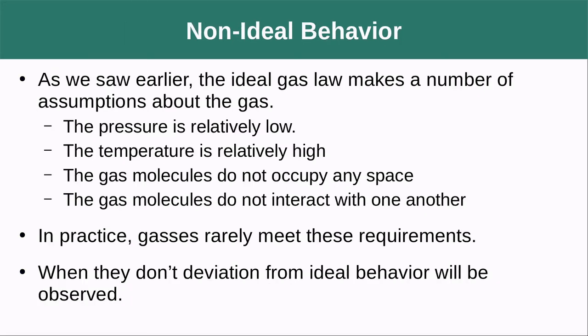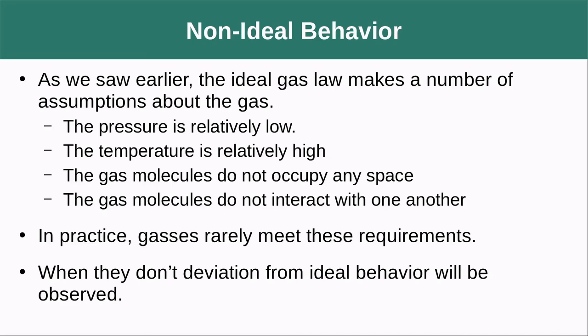So, as we've been talking about, we need to make a number of assumptions about a gas to consider it ideal. The pressure has to be relatively low. The temperature has to be pretty high. The gas molecules do not occupy any space, and they do not interact with one another. In practice, though, gases rarely meet these requirements, so we can't really consider them ideal. When they don't, deviations from ideal behavior will be observed.